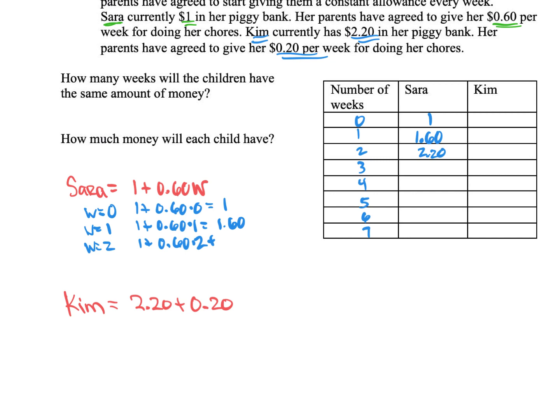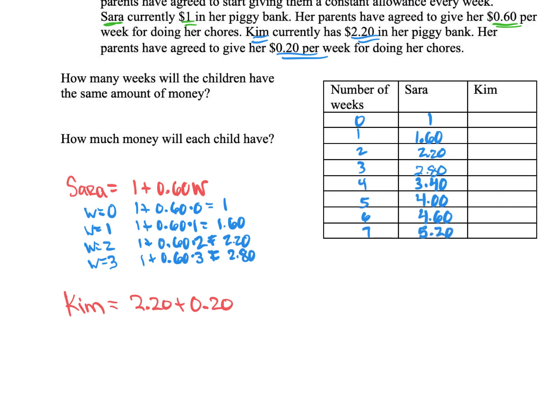Okay. And then week 3, so you kind of see the pattern. She has 60 cents more, so that is 2.80. Okay. 4 weeks, 3.40. 5 weeks, $4. 6 weeks, 4.60. And 7 weeks, 5.20.